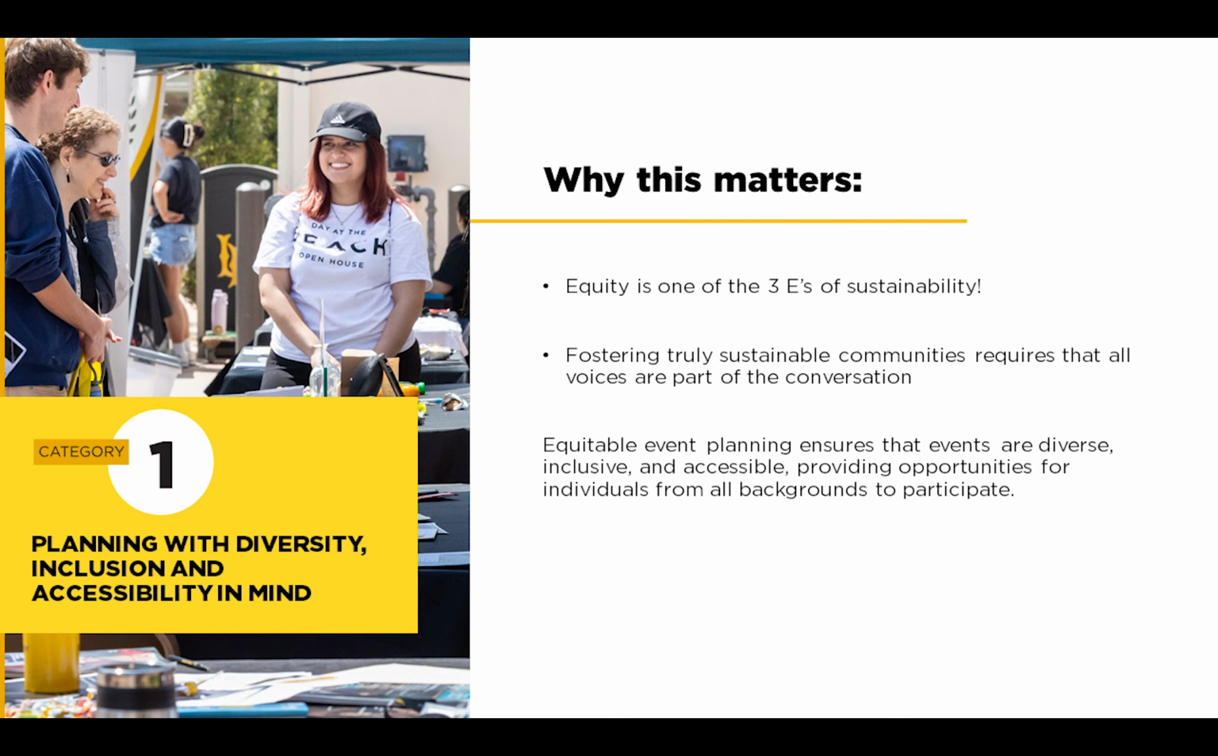So why does this category matter? We can't focus on becoming stewards of the environment and ignore the other two E's of sustainability. We must also explore ways to meet the needs of the most vulnerable and create a healthy environment for people of all backgrounds. We need to recognize that we can't consider events to be sustainable if they aren't implementing practices that make them more inclusive and accessible as well.